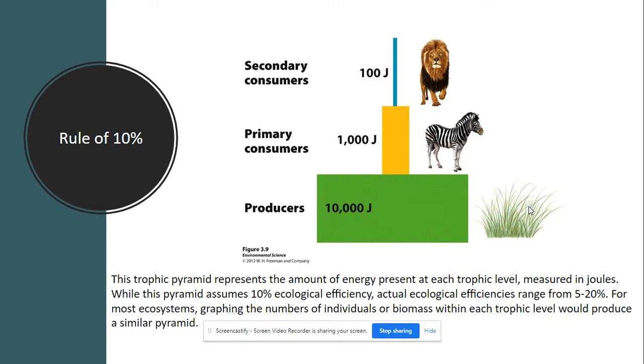So once again, right here would be our rule of 10% depicted in somewhat of that pyramid-like shape. So we could see our producers tend to have the most energy. So here they have about 10,000 joules compared to our primary consumers, which only have about 1,000, versus our secondary consumers in this case only have about 100. Just remember, those are just approximations. That ecological efficiency can range between 5 and 20% or so.